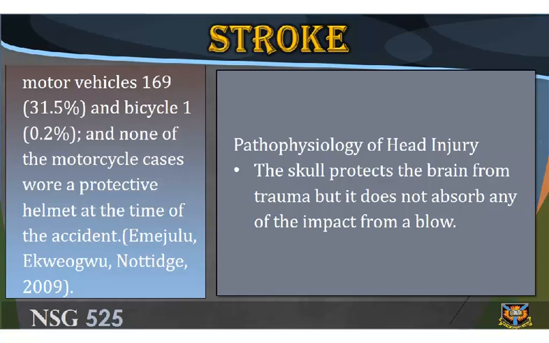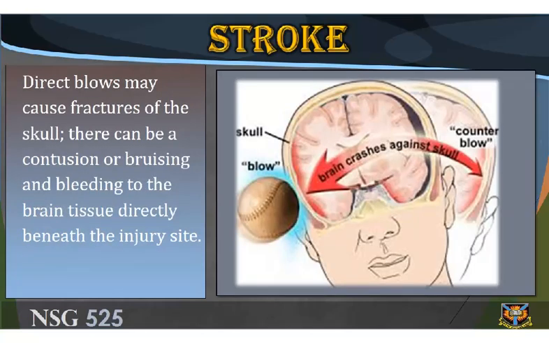Pathophysiology of head injury. The skull protects the brain from trauma, but it does not absorb any of the impact from a blow. Direct blows may cause fracture of the skull. There can be a contusion or bruising and bleeding to the brain tissue directly beneath the injury site. However, the brain can bounce around inside the skull if it is subject to significant force, and because of this, the brain injury may not necessarily be located directly below the trauma site.